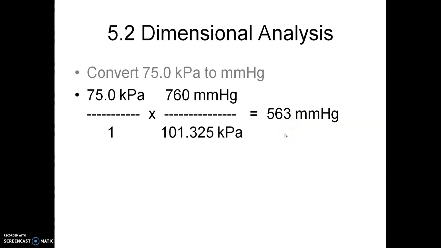Again, we talked about conversions before. 1 foot equals 12 inches. 1 mole equals the molar mass in grams, whatever it is. Well, 1 atmosphere equals 760 millimeters of mercury. 1 atmosphere equals 101.325 kilopascals. They all equal each other, and so we can use those as conversion factors. Sound good?